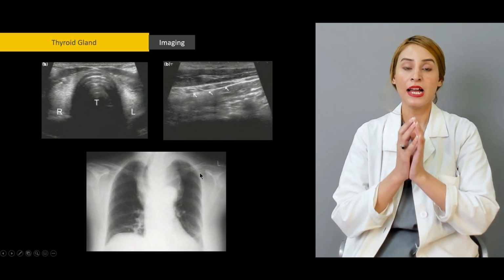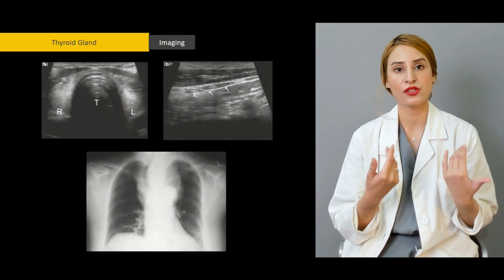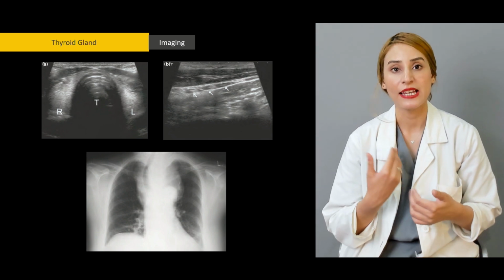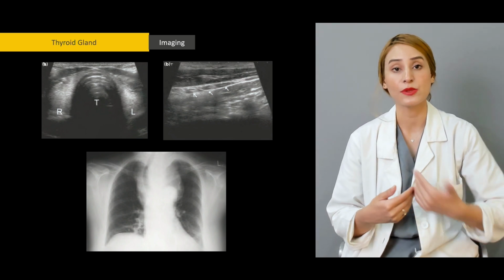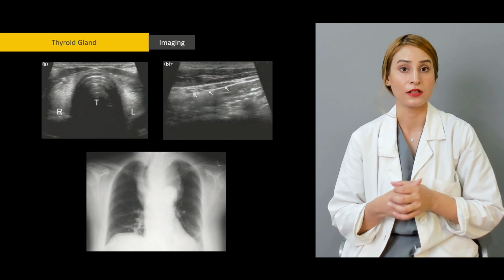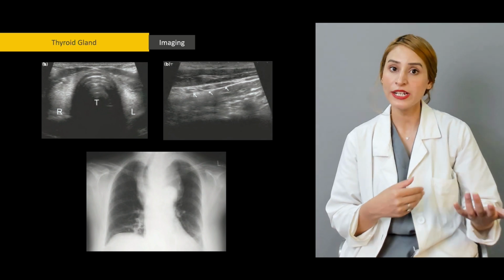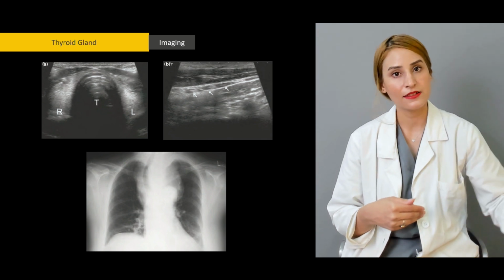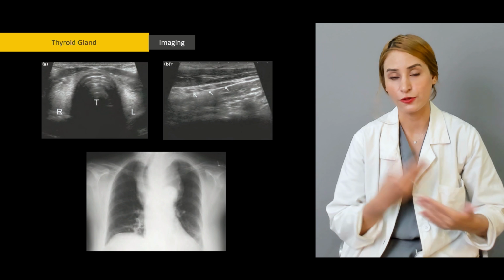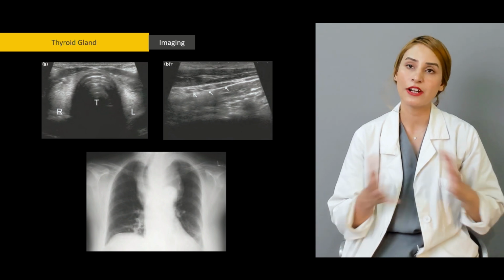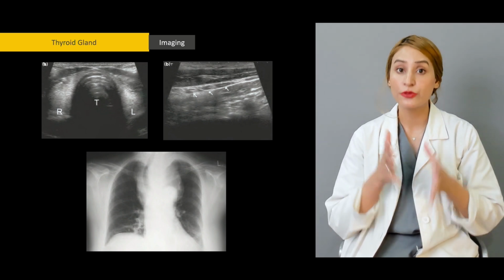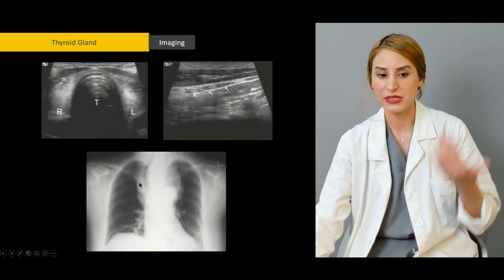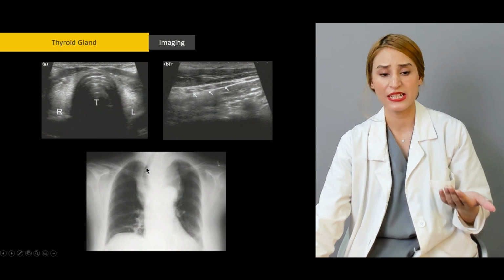Sometimes the location of the thyroid gland is in the neck, but sometimes the thyroid gland is in the mediastinum. That's what we call a retrosternal thyroid, or retrosternal goiter. So whenever we ask for a chest X-ray, we are actually ruling out a retrosternal goiter. If the thyroid gland is in the mediastinum, you can appreciate it in the chest X-ray.